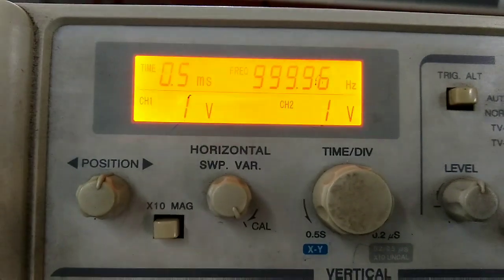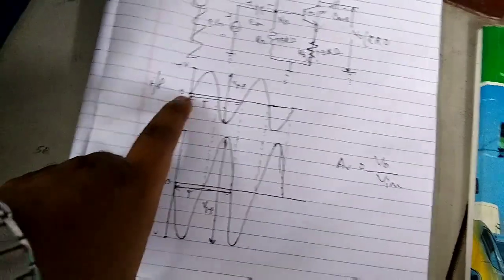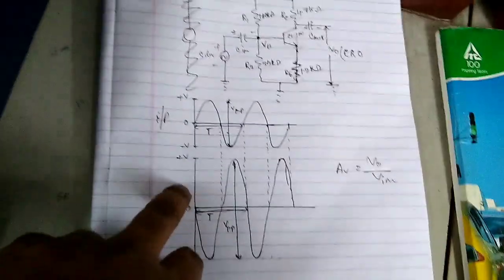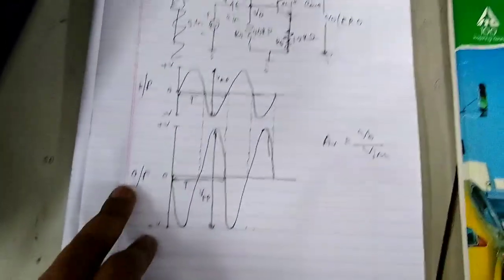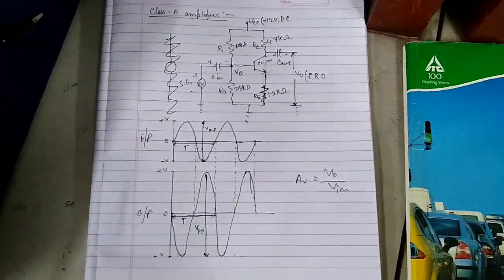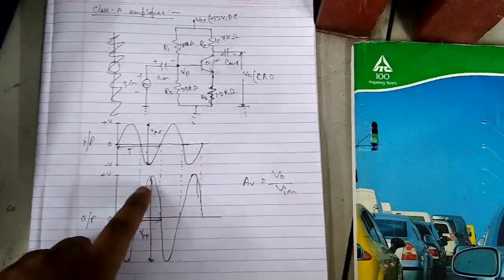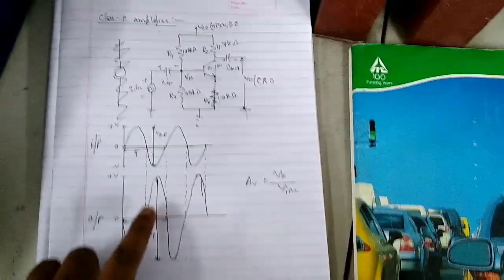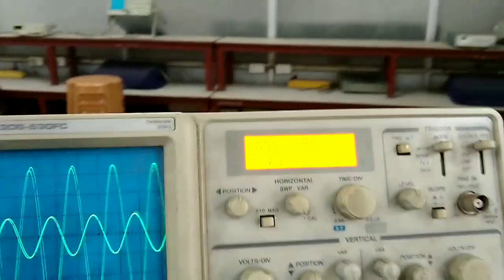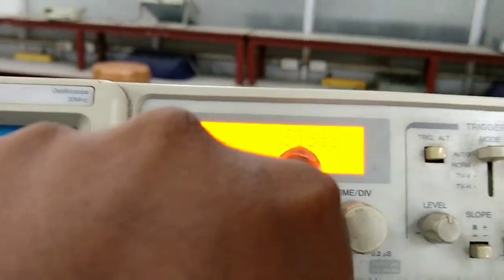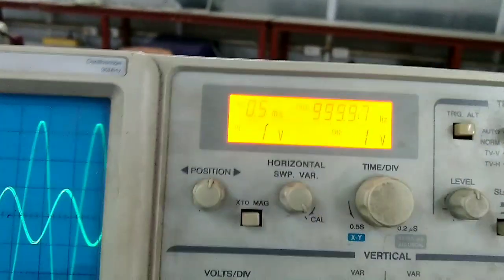Here I have taken a frequency of 1 kilohertz, and one thing: the amplitude will be amplified at the output end, but the frequency will remain the same. This is called a faithful amplification, and that's why we need suitable biasing, so that the shape and the frequency of the output signal remain the same with respect to the input. So the frequency will not be changed. The frequency for both the input and output signal is 1 kilohertz.